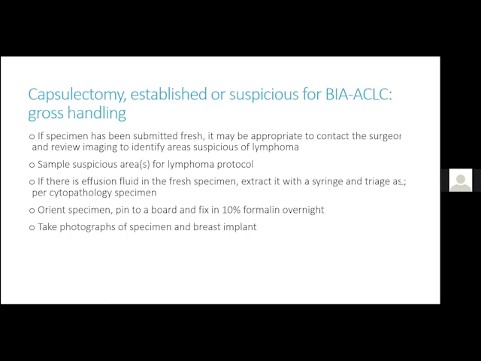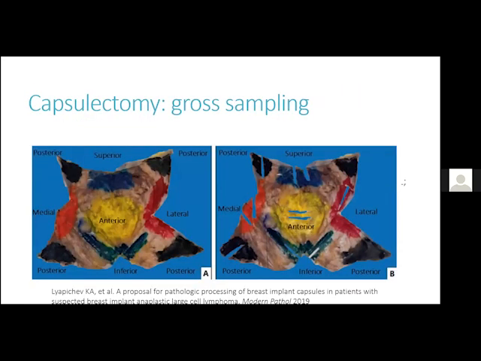The specimen should then be oriented. Hopefully there are sutures in place, and then pinned to a board and fixed overnight, and photographs can be taken at the same time. This diagram comes from a really good paper that has a proposal for handling breast capsulectomy specimens for patients with suspected anaplastic large cell lymphoma.